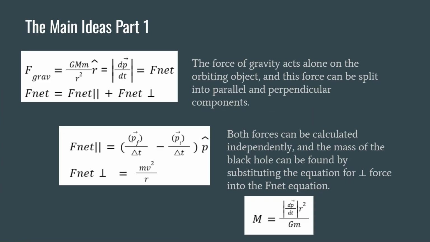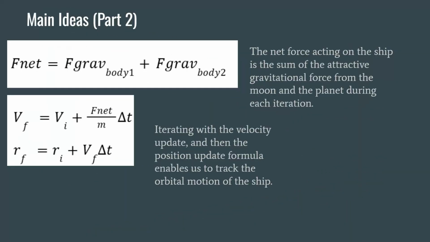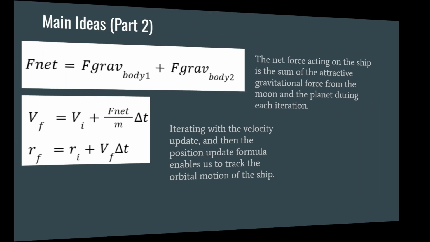So the main ideas: the first one is that the force of gravity acts on a lone orbiting object, and this force can be split into parallel and perpendicular components. Both forces can be calculated independently, and the mass of the black hole can be found by substituting the equation for the perpendicular force into the F-net equation. The second set of main ideas is that the net force acting on the ship is the sum of the attractive gravitational force from the moon and the planet during each iteration, and iterating with the velocity update and then the position update formula enables us to track the orbital motion of the ship and the other bodies.